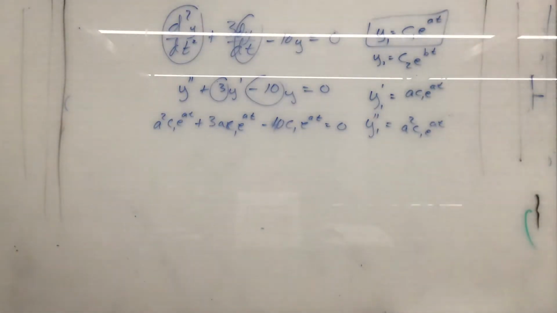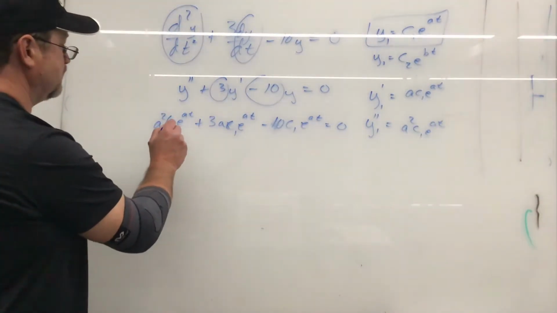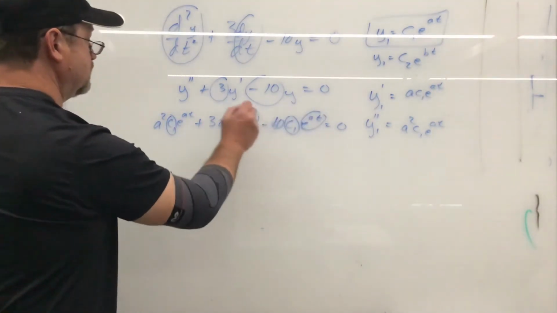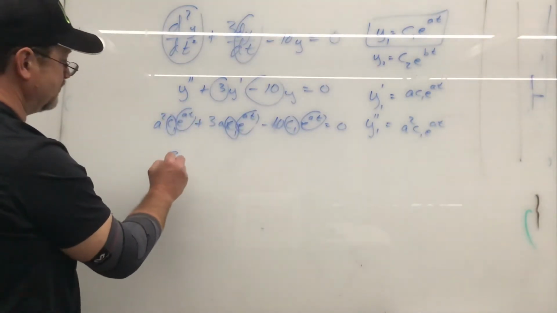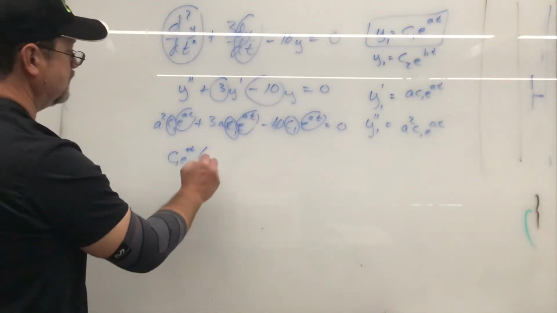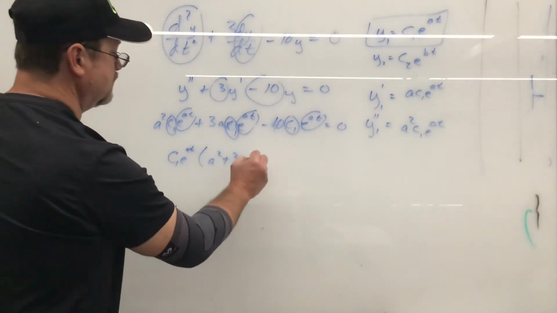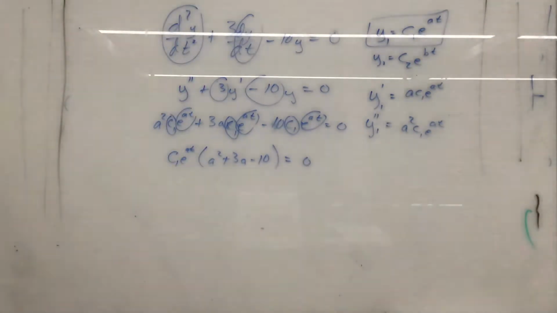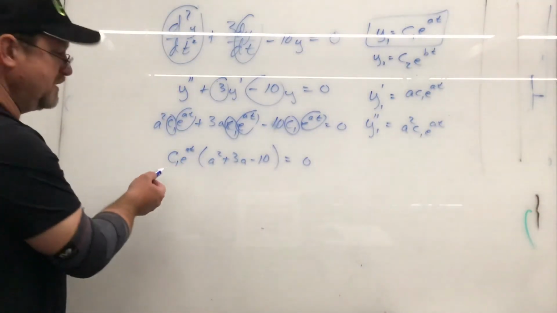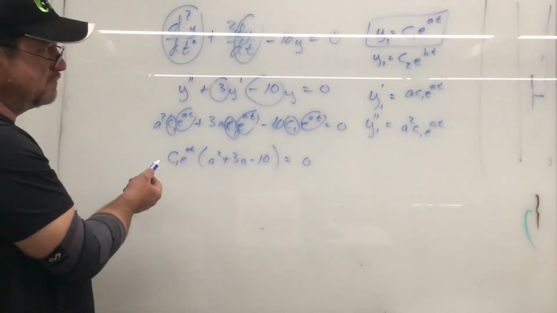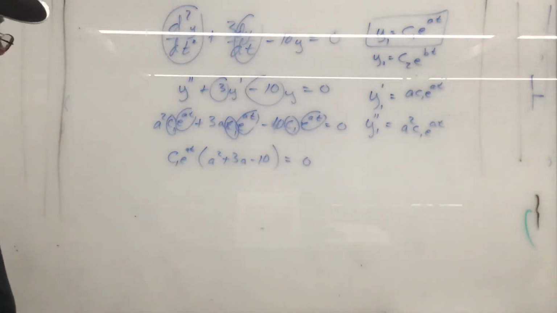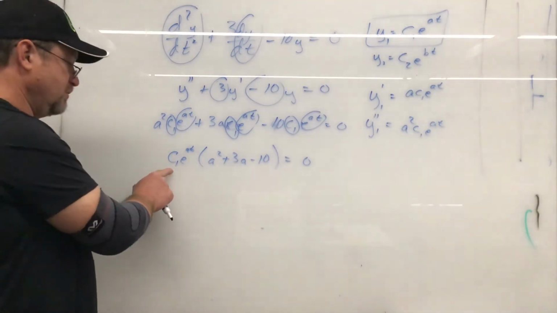Now when I look at this, something I notice immediately is that I've got a c1 in every term and an exponential in every term. Therefore, I can factor those out and be left with this. And now I'm trying to find what equals 0. Well, if c1 is 0, then the whole problem is just solved by y equals 0. That would be a trivial solution. While that would be true, it would be completely useless for us. So c1 is not going to be 0.